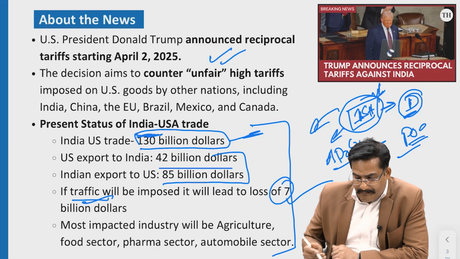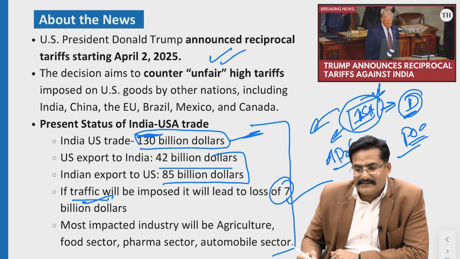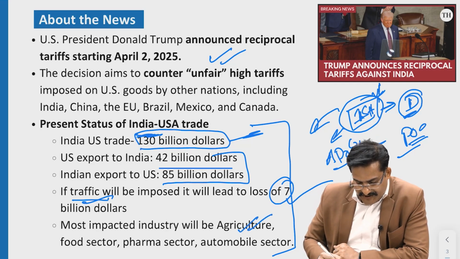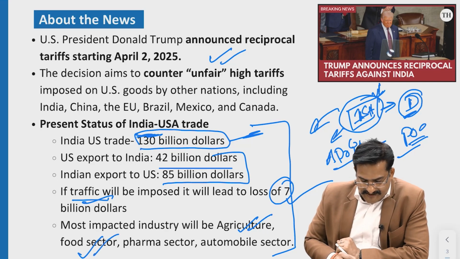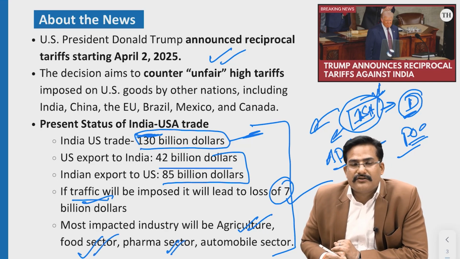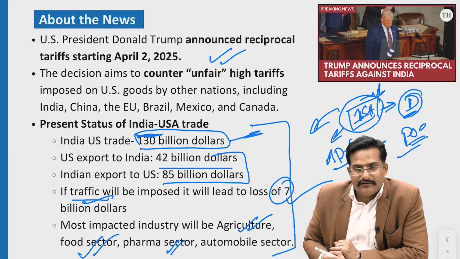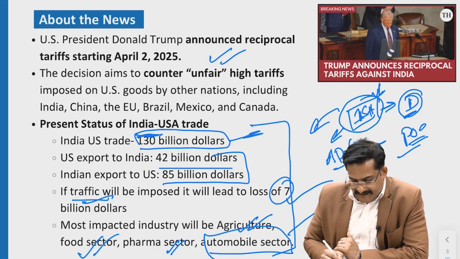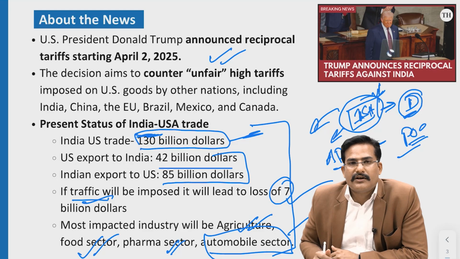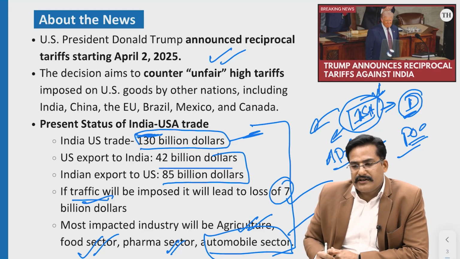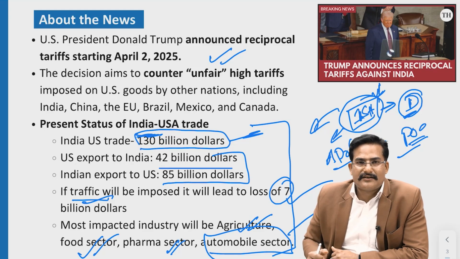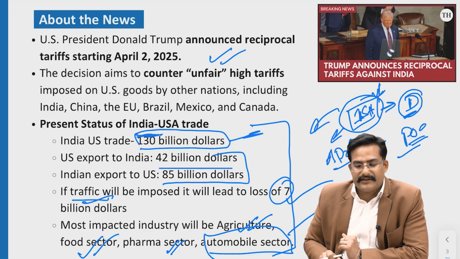The most impacted industry or sector is likely to be agriculture, right? Food sector, pharma, India being the pharma hub of the world, it will be impacted badly. And the automobile sector, we supply cheap, or rather cost-effective, automobiles to the world, right? So it will impact these sectors heavily. That's why it is quite relevant for the examination.